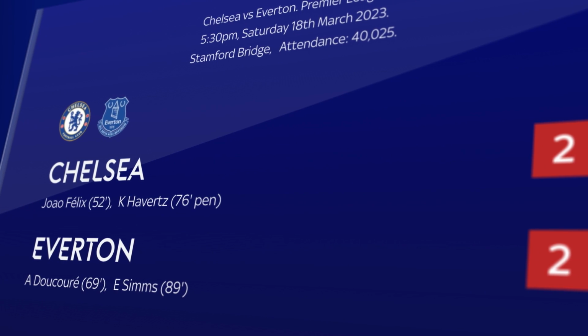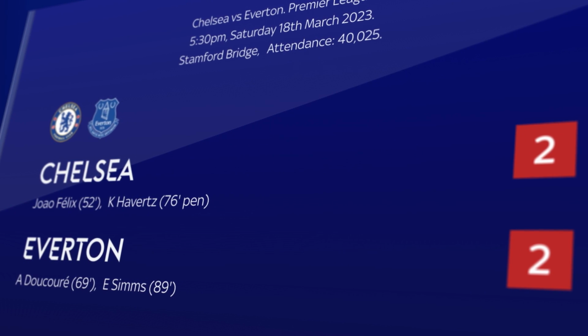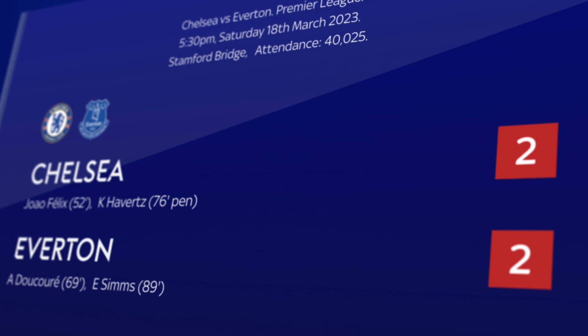Chelsea 2, Everton 2, 2.37 to 1.27 for Everton. This was very much Potter versus the Anti-Potter.